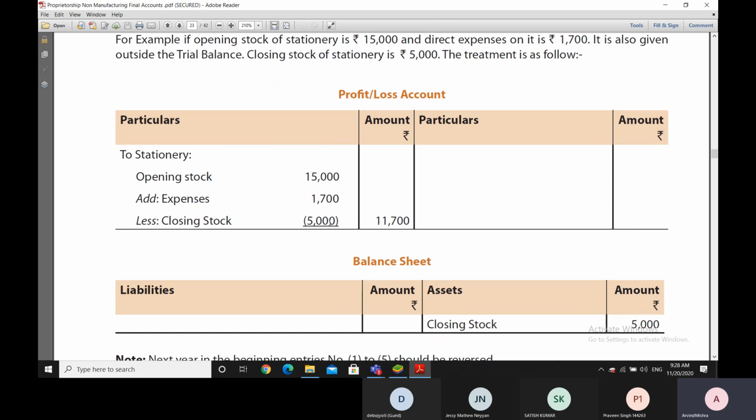And finally, when we add to the opening stock of stationery the fresh expenditure that we have made on the stationery, and from that we reduce the closing stock of the stationery, we get the cost of the stationery that has been incurred during the year.